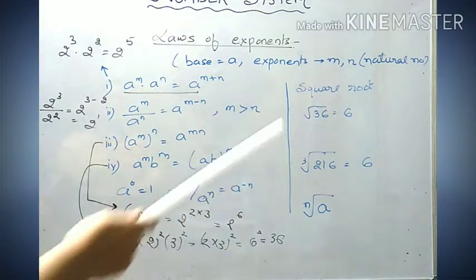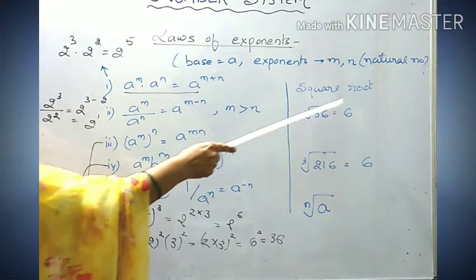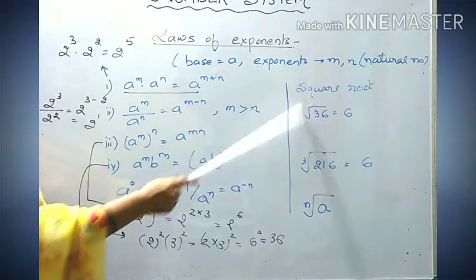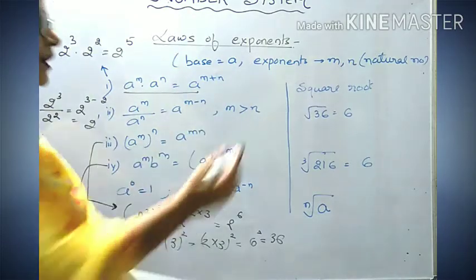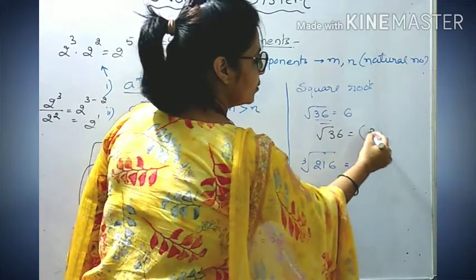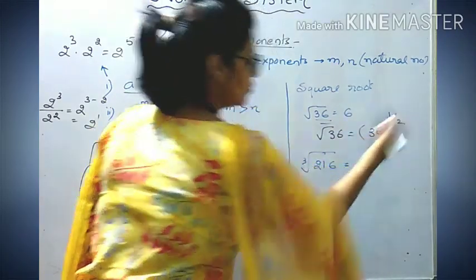And you also have learned what the square root is. How do we represent the square root? Under root of 36, we know how to find. Under root 36 is 6. Now what does this under root mean? This under root means to the power 1 by 2.